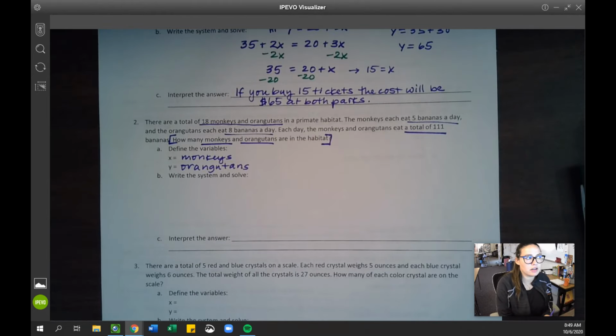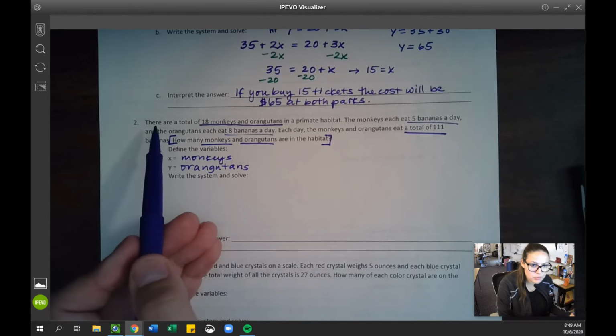Isn't it weird that we say orangutan, even though there's not a G at the end of orangutan? It sounds weird to say orangutan. I don't know. That's a side note.